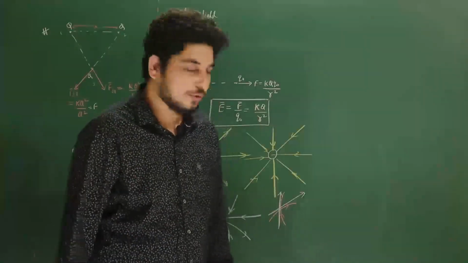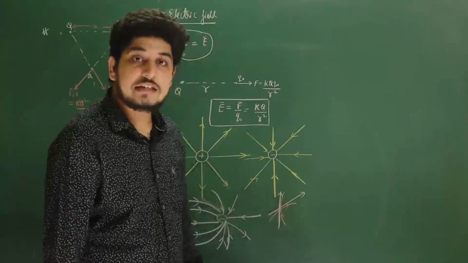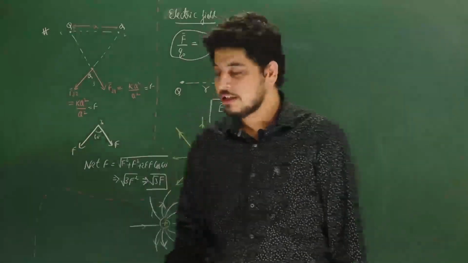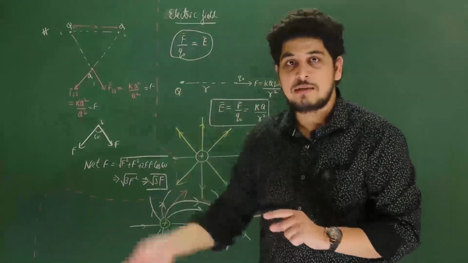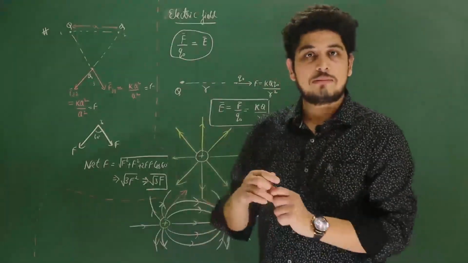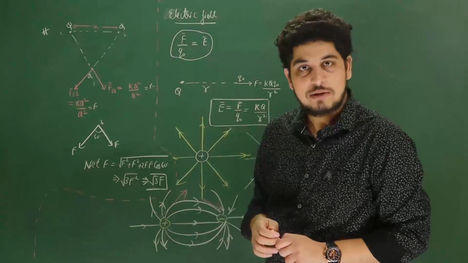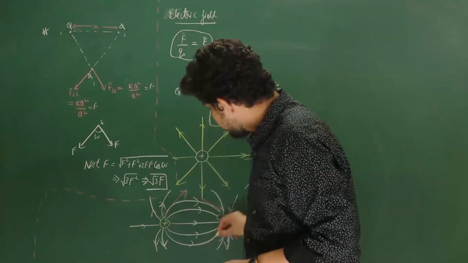It is not practically possible, so they never intersect each other. One more thing, from less charge, fewer electric field lines will come out, and from more charge, more electric field lines will come out. Getting my point?